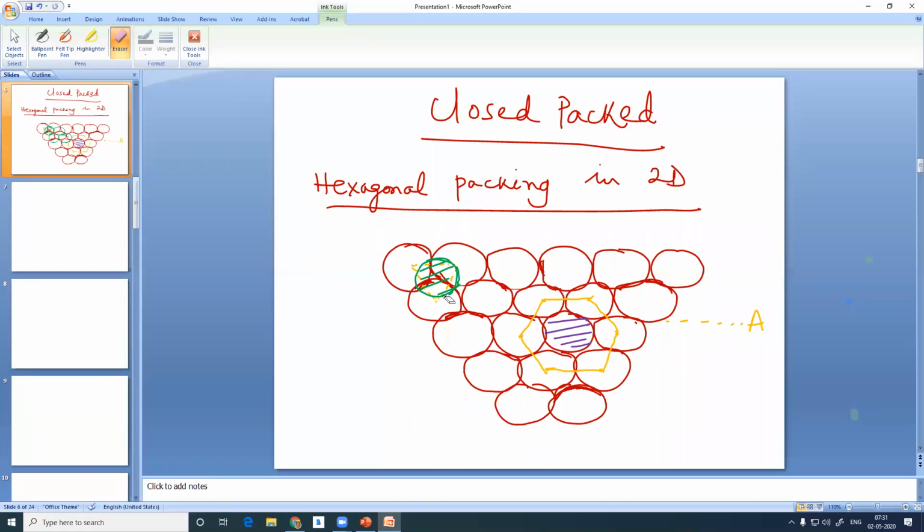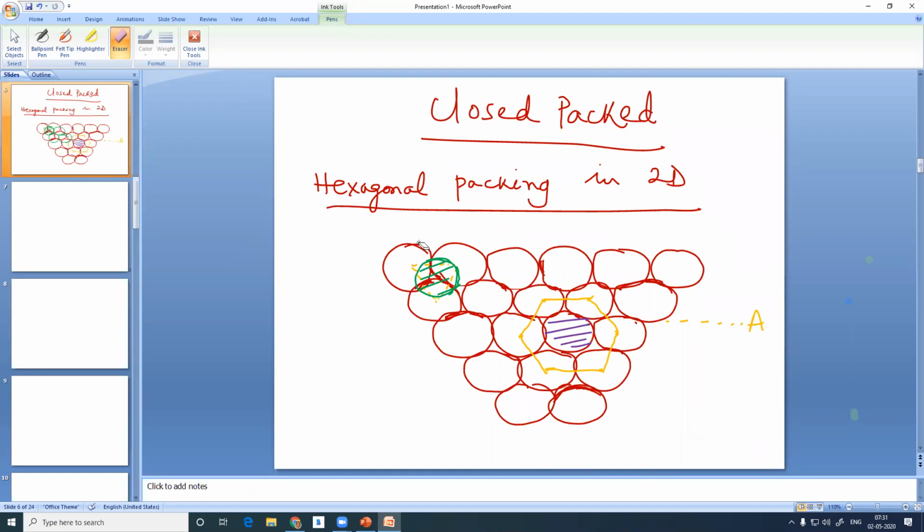Why is the name tetrahedral? Because that hole is surrounded by spheres located at tetrahedral corners. It is describing a tetrahedron, with the spheres located tetrahedrally and the hole inside that tetrahedral geometry. That is why the hole is called the tetrahedral hole.